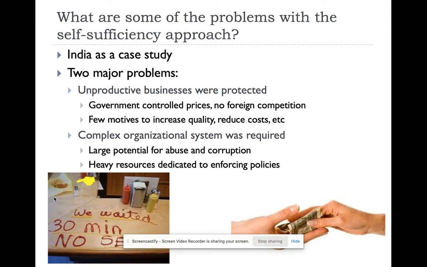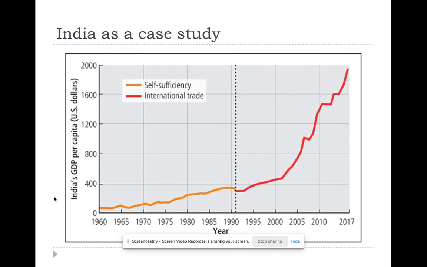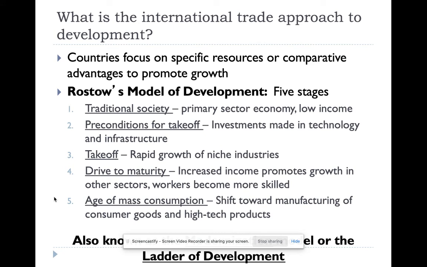in order to keep the self-sufficiency model, you need a very large government. Right. So you have a huge bureaucracy, big government, which can lead to abuse and corruption. And if you're spending all your time enforcing the policies, those people could also then be doing something that's just a little bit more productive, like working in industry, something along those lines. Right. So there's India as a case study. They cut off the self-sufficiency model about 1990, and you can see by 2017 that this looks pretty good, doesn't it? All right.